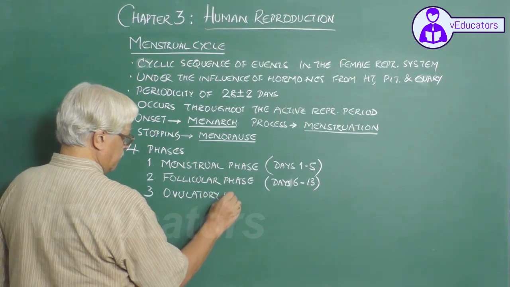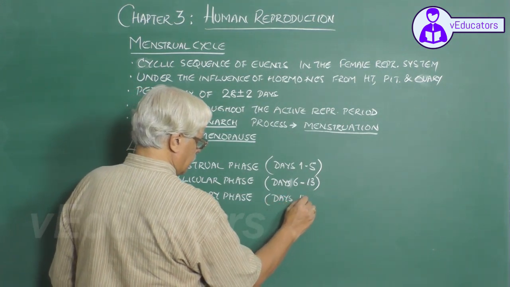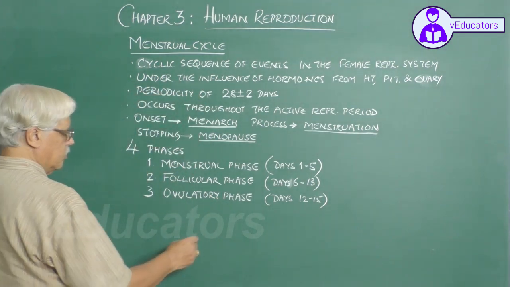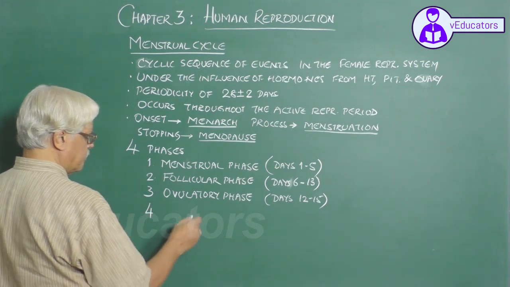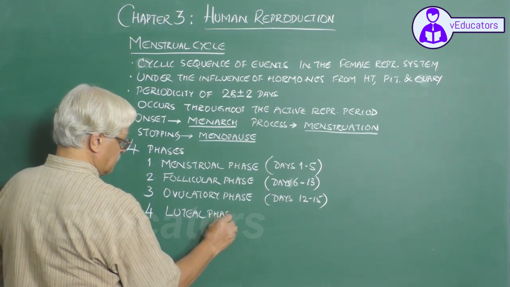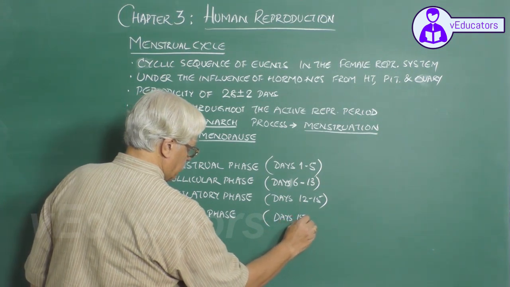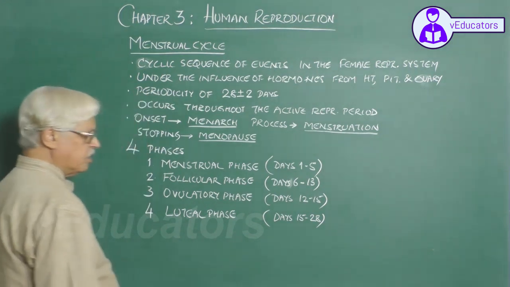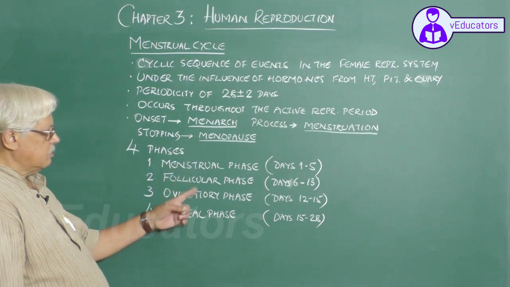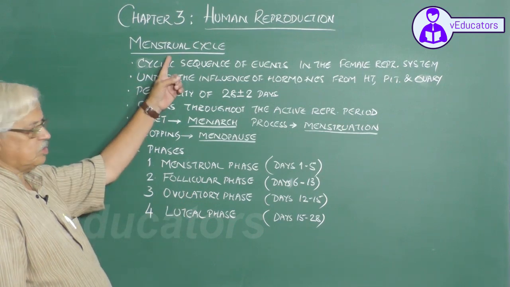Ovulatory phase, days 12 to 15, and luteal phase, days 15 to 28 or even 30. So based on the changes that take place, four phases can be recognized in the menstrual cycle.